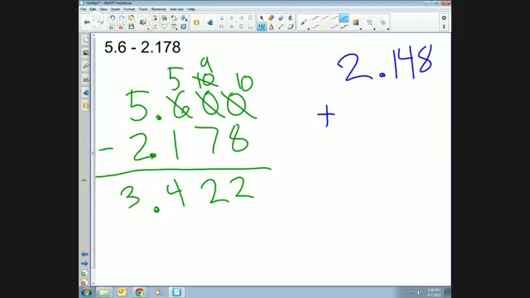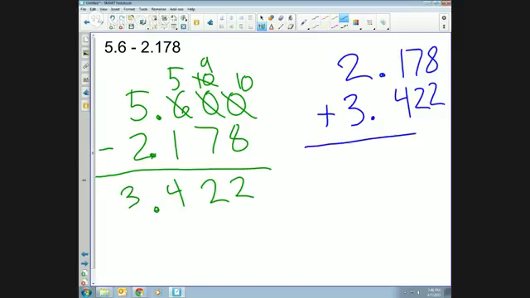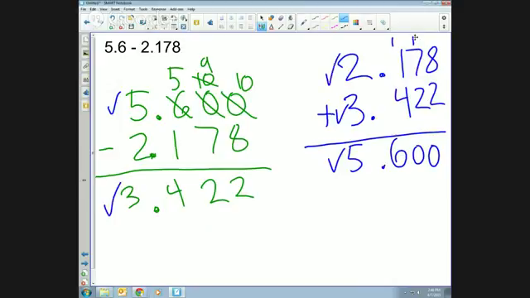178. Oh yeah, 178. It'd be helpful if you write down the numbers correctly. Plus 3.422, and then 0, 0, 6 point. When I tell them to go back and check, the 5.6 matches with the 5.6. The 3.4 matches with the 3.4. And the 2.1 matches with the 2.1. If they have all 6 check marks, awesome. If they don't have all 6 check marks, they need to go back and fix it.